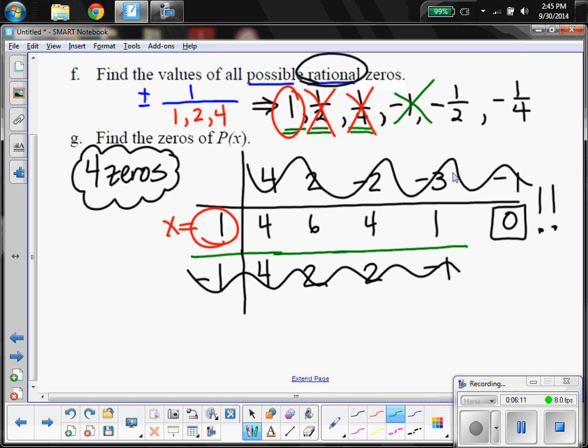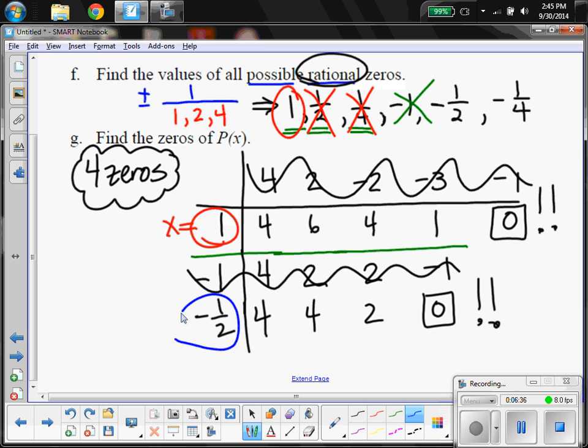All right, let's try negative 1/2. Bringing down my 4. 4 times negative 1/2 is negative 2. Plus 6 is 4. 4 times negative 1/2 is negative 2. Plus 4 is 2. 2 times negative 1/2 is negative 1. Plus 1 is 0. And that remainder of 0 tells me that I just found my second 0 of my polynomial.